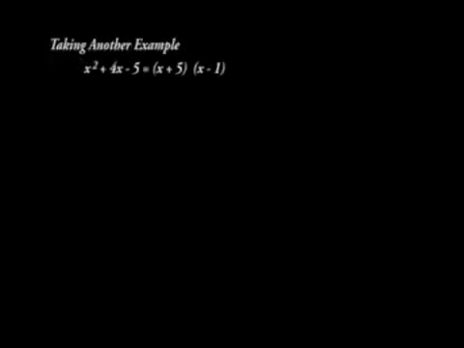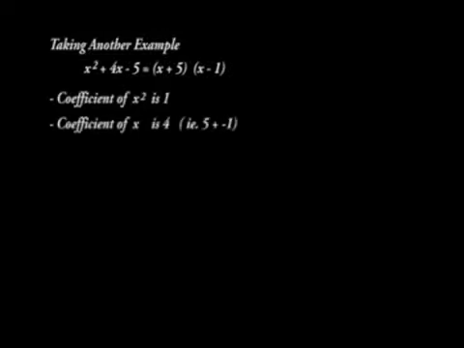x squared plus 4x minus 5 is equal to (x + 5)(x - 1). The coefficient of x squared is 1. The coefficient of x is 4, that is 5 plus minus 1. The constant is minus 5, that is 5 times minus 1.